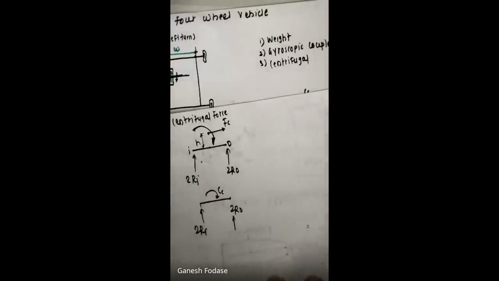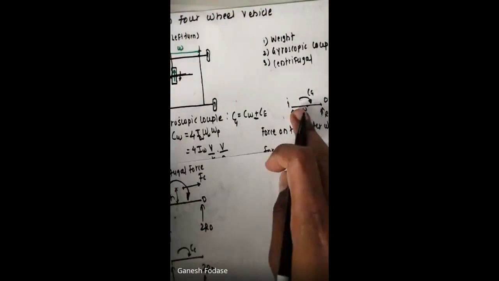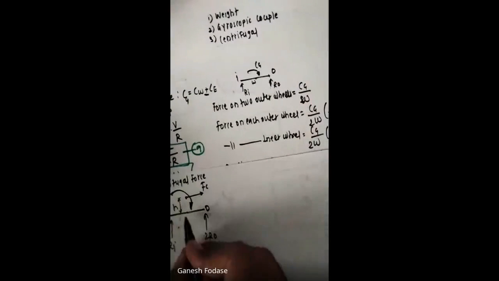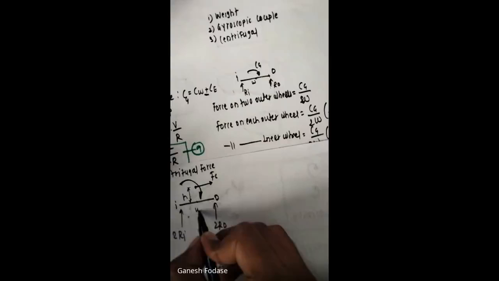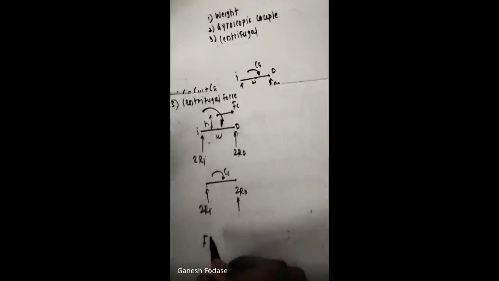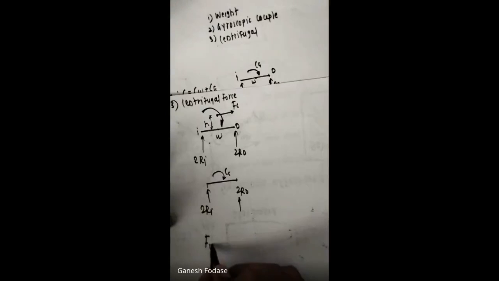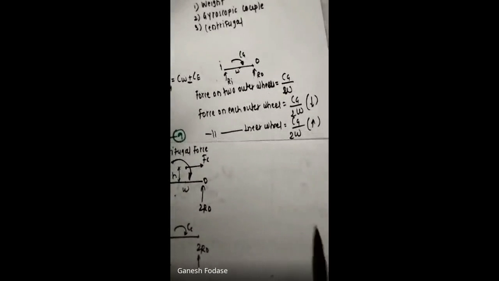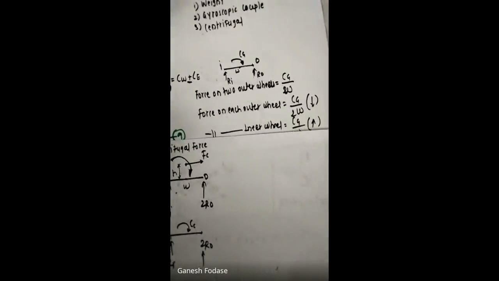Okay. Now tell me, in the same way as here, I find out force is equal to Cg upon twice W. As this distance is W, so what is the force on outer wheels? Can you tell me directly? I am writing Fo here. Force on outer wheel, each outer wheel, is how much? Similar to the last case. Force on each outer wheel due to centrifugal force. Can I write how much it is? By taking moments, we can find out. It's very easy.